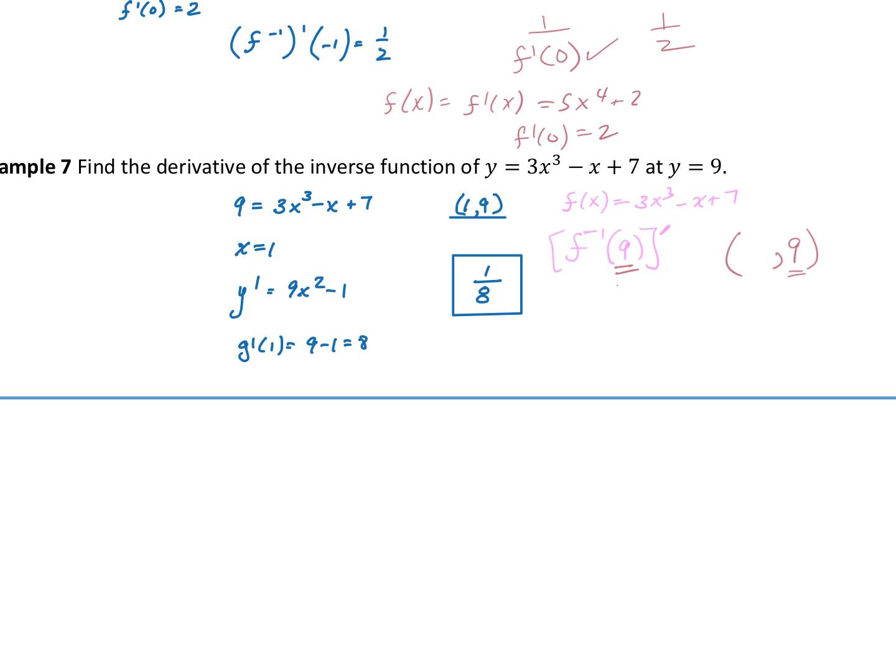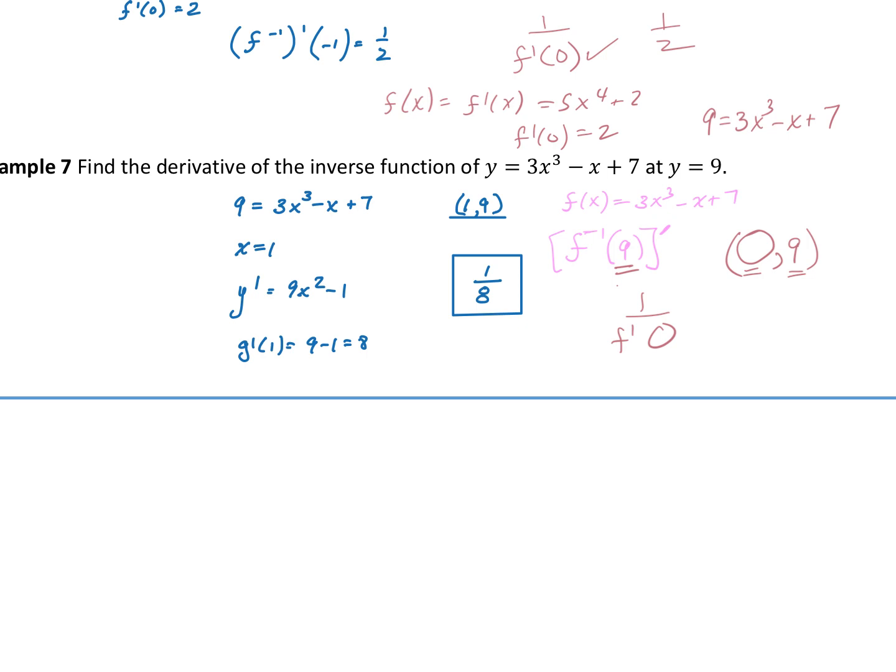Once you get this, all you need to figure out is this right here, because it's going to be 1 over f prime of whatever that is. It depends on the context of the question. It depends if they give you a function or a chart. They're saying if y is 9, 3x cubed minus x plus 7. Weird question, you almost have to guess and check here.